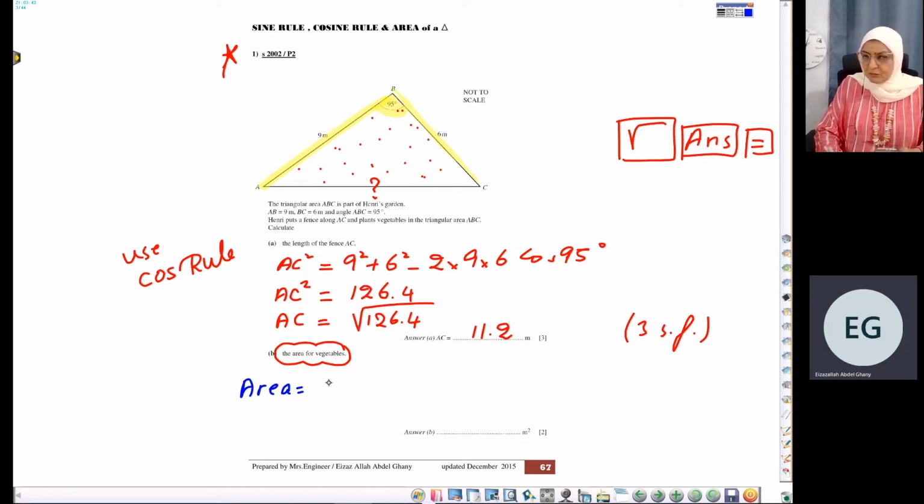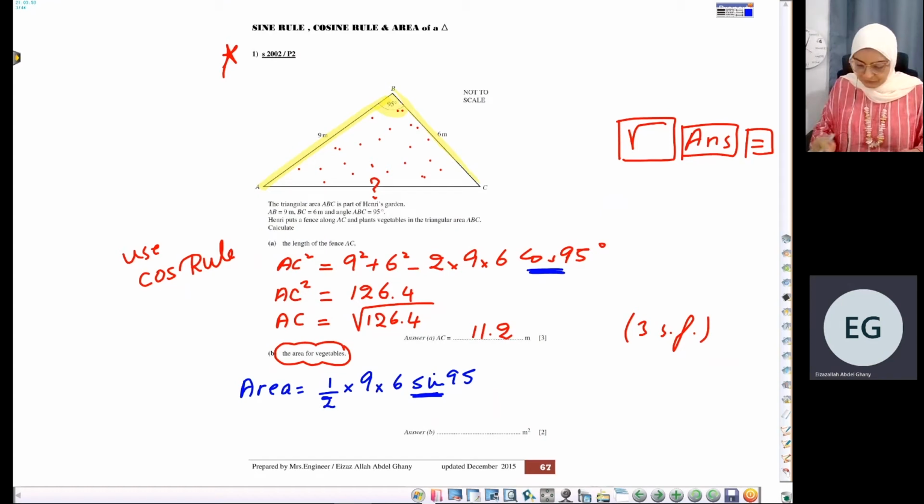But I don't write the words half AB sine C. It is just substitution. Half multiplied by 9 multiplied by 6 multiplied by sine the included angle. Take care, this is sine, but this is the cosine rule. They are completely different, okay? So now half multiplied by side multiplied by side multiplied by sine the included angle, which is 95.